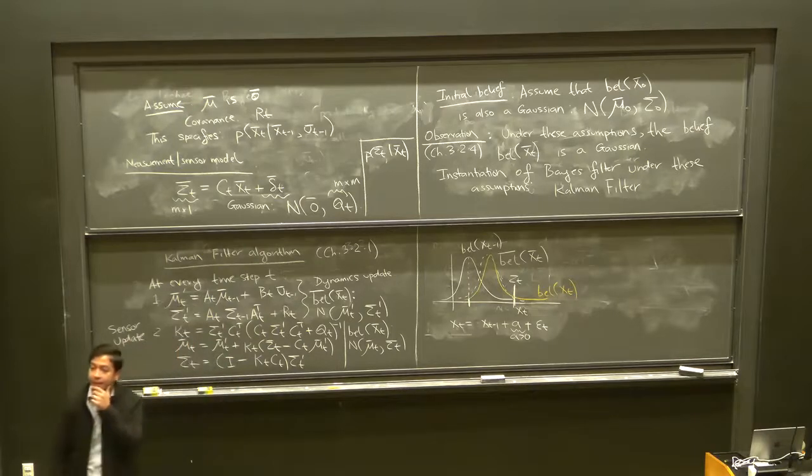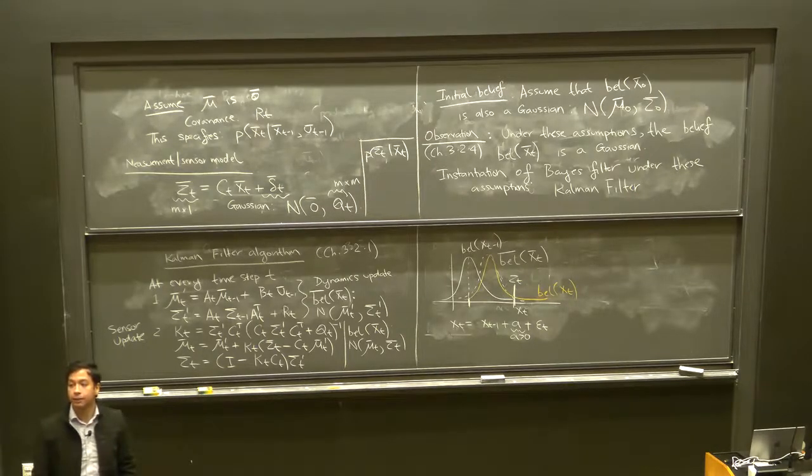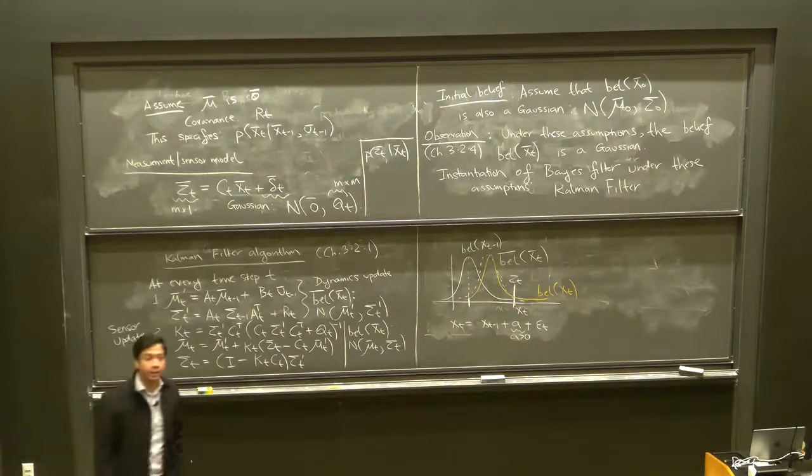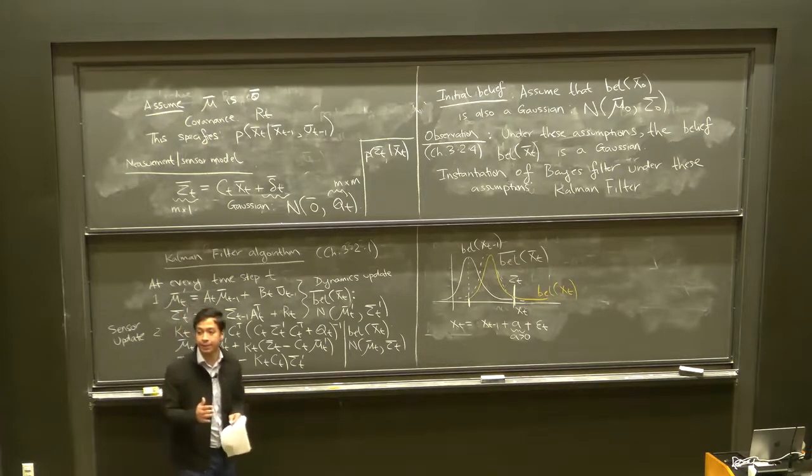Question, yes? For belief bar, you're adding the epsilon term every time, which is going to make it wider. Does that mean that every single time step your uncertainty is increasing, or does adding the sensor measurement cancel that out? Yeah, good question. The sensor measurement does reduce the uncertainty.